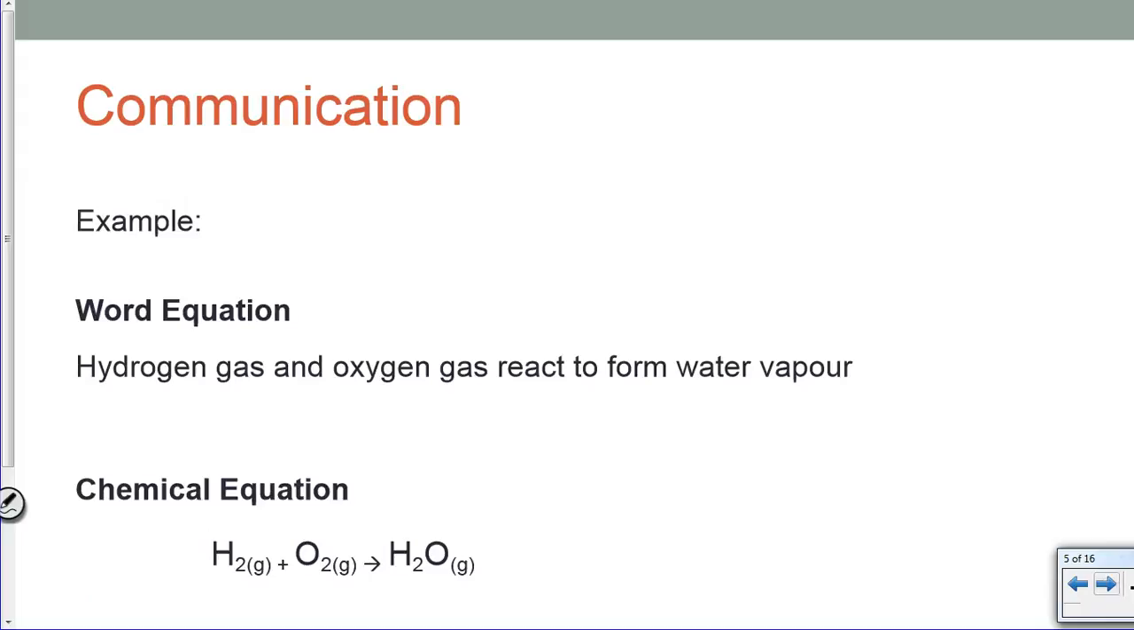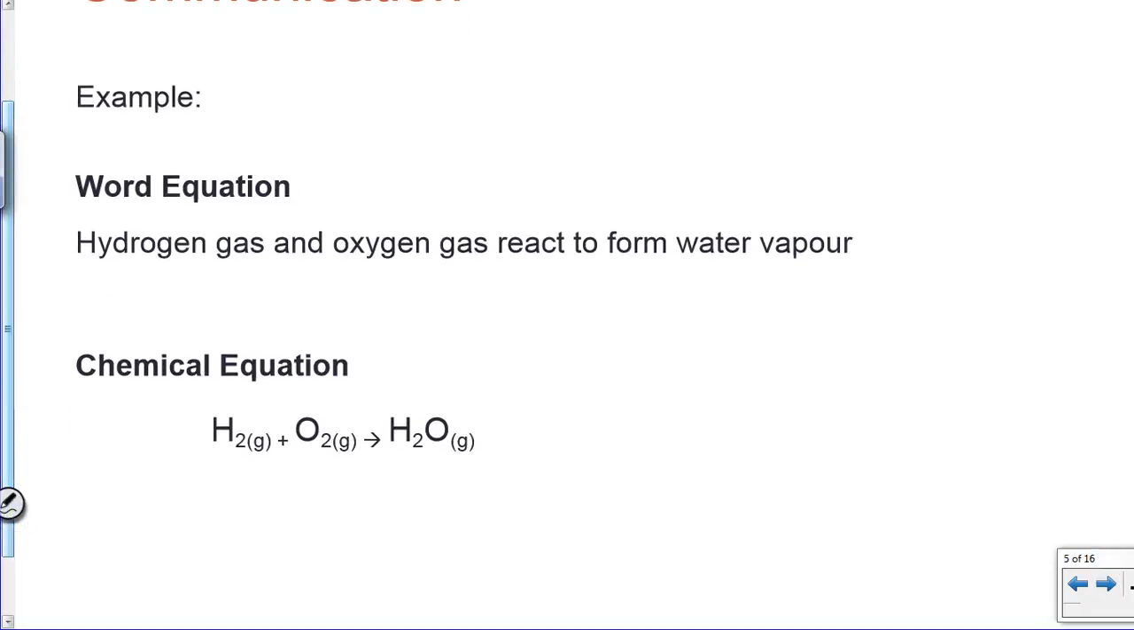Now, better than just saying that's what it is, let's actually take a look at this one. We have an example of a word equation. Hydrogen gas and oxygen gas react to form water vapor. So, right now, these are our key words. React to form. Form means that we're going to make our products. React to kind of implies that right now we have reactants. So that's the point where the arrow shows up.